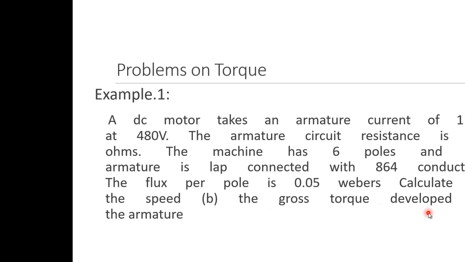So before going to the solution, first of all, any problem needs to be understood. You should analyze. So here it is a DC motor, and IA is equal to 110 amps, V is equal to 480 volts, RA is equal to 0.2 ohms, and P is equal to 6, Z is equal to 864, and flux per pole is 0.05 webers. Now we have to calculate N and gross torque TSH.